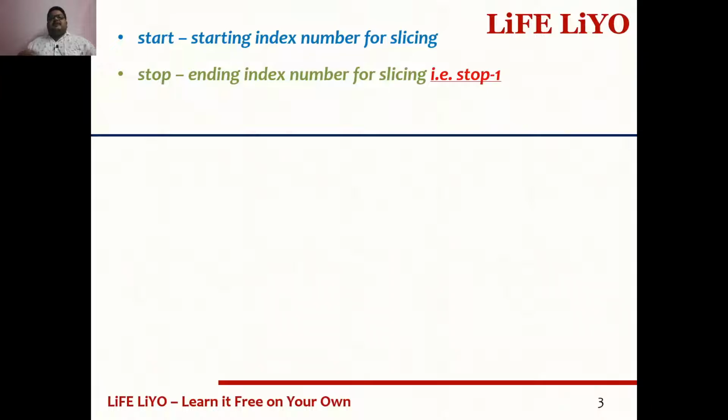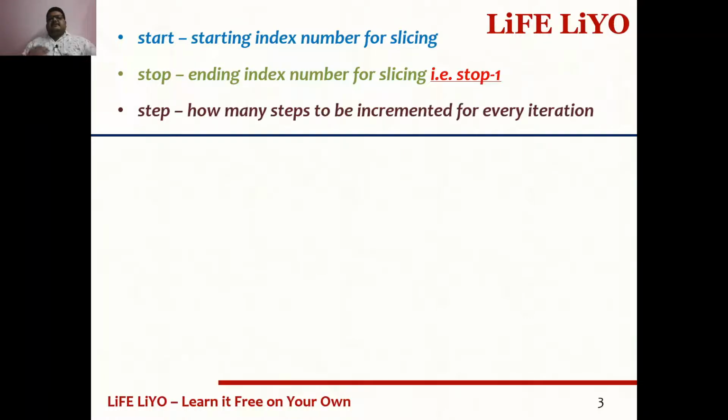Stop defines the ending index for slicing. If you have given the slicing index as 5, then it is going to consider up to stop minus 1, that is 5 minus 1, 4. Step is how many steps to be incremented for every iteration. If you don't define the step size, by default it is going to consider the step size as 1. If you define it as 2 or 3, instead of going to the next element, it will jump to the second element.